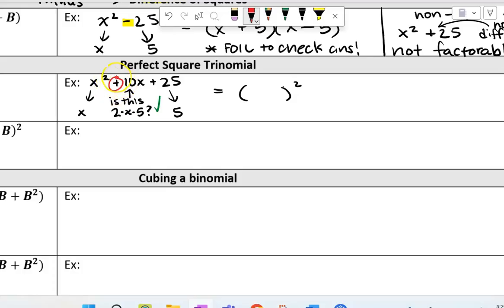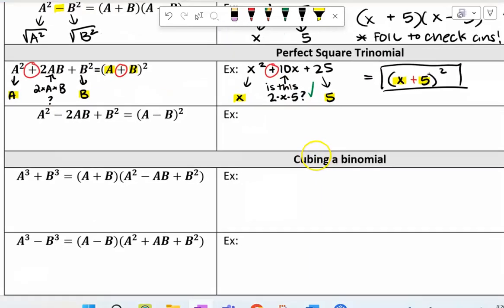I'm going to steal the first sign I see, which is a plus sign. Only focus on that very first sign. Do not focus on the second sign. And I'm going to take my x and my 5, and I'm going to place them in my factor, and then I'm all done. So this is how I would do a perfect square pattern if I saw one.